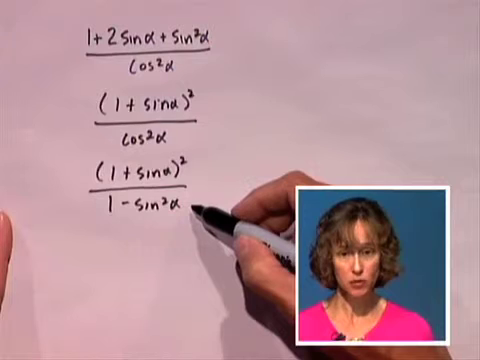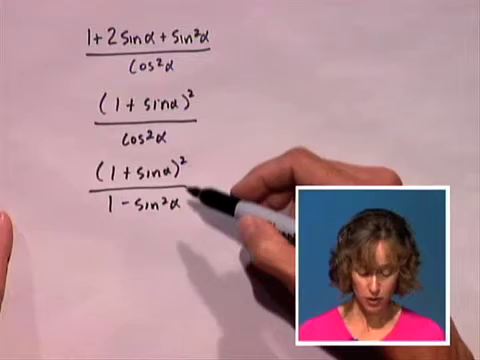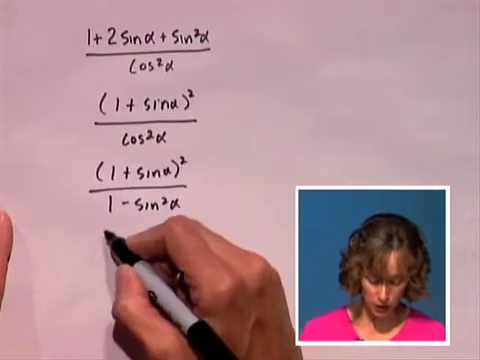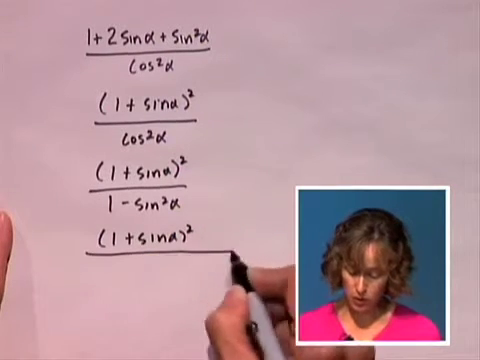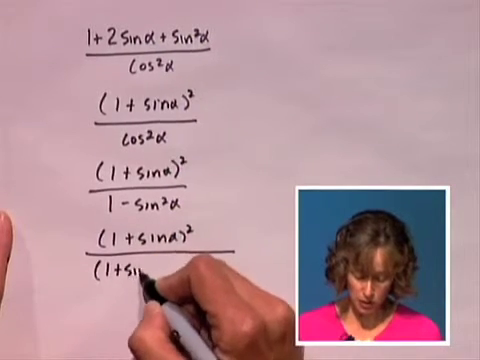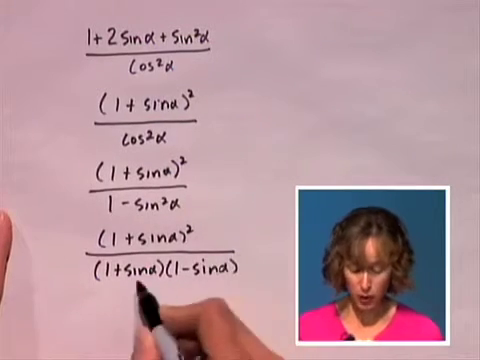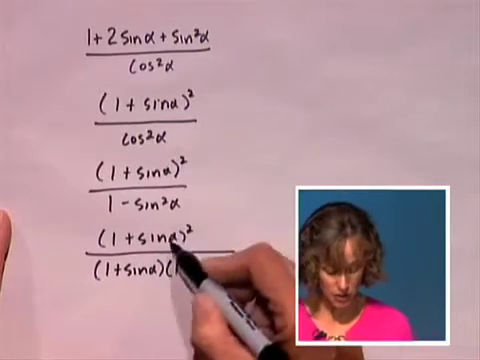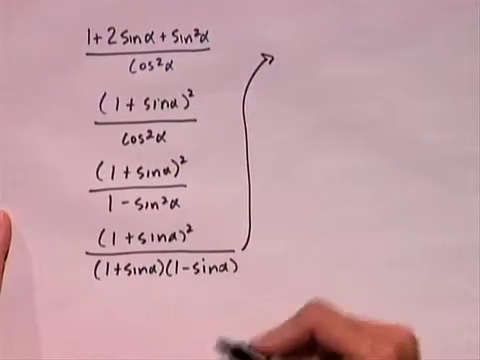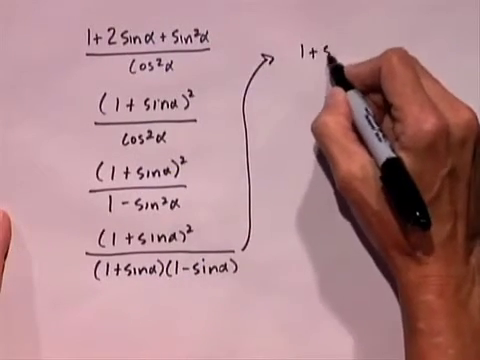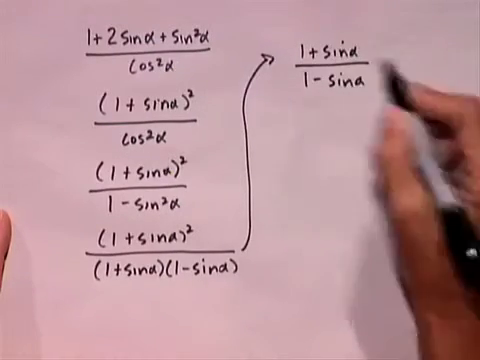Now the numerator's already factored. The denominator is a difference of squares, and it will factor, and one of its factors will be 1 plus sine alpha. So let's factor the denominator. The numerator's going to stay 1 plus sine alpha squared. The denominator is 1 plus sine alpha times 1 minus sine alpha. So by writing the denominator this way, I can simplify a single factor, numerator to denominator, of 1 plus sine alpha, which will leave me 1 plus sine alpha over 1 minus sine alpha.